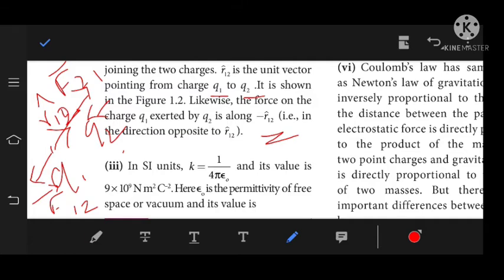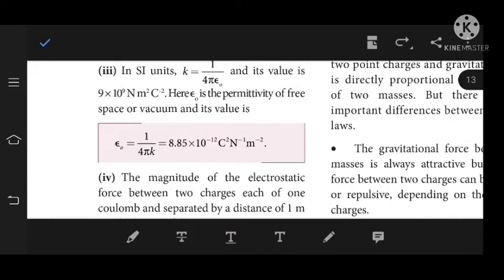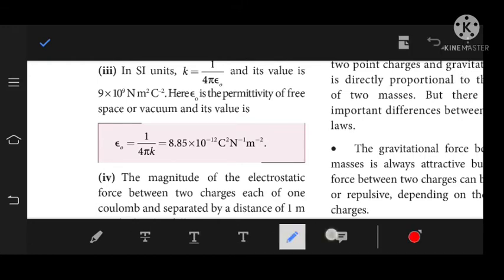In the third case, in SI units, k is equal to 1 by 4 pi epsilon naught. This is the proportionality constant, and its value is found to be 9 into 10 power 9 Newton meter square Coulomb minus 2. You have to remember this value because it is always used in problems also.